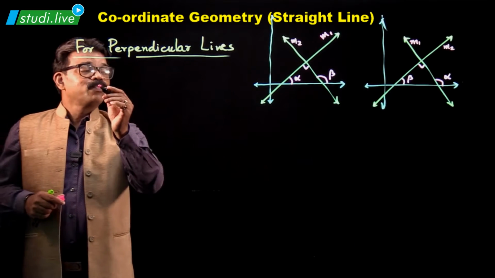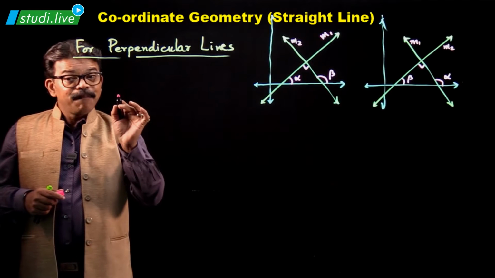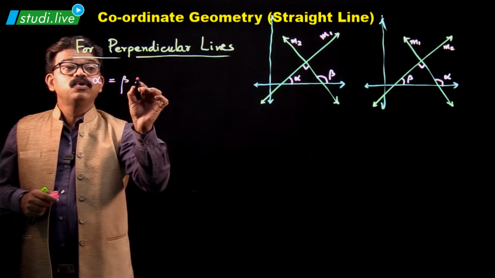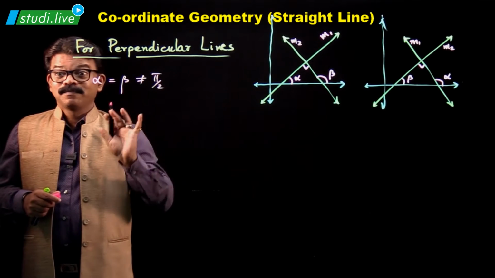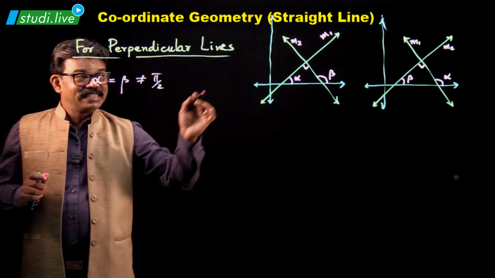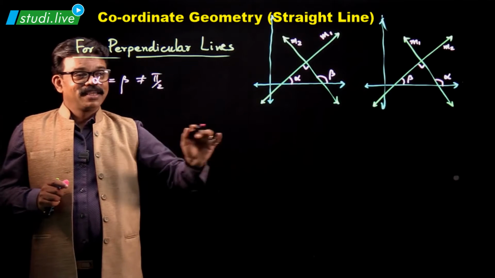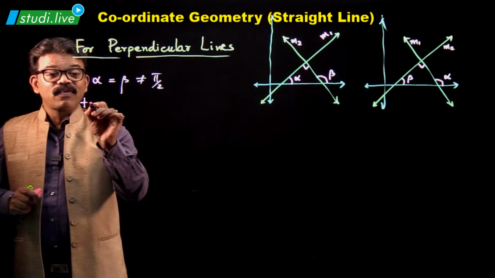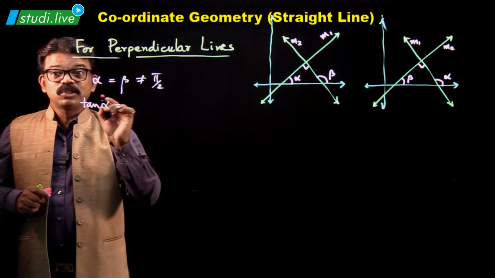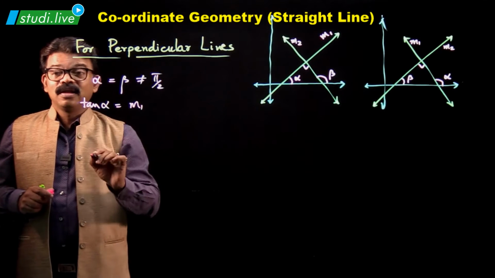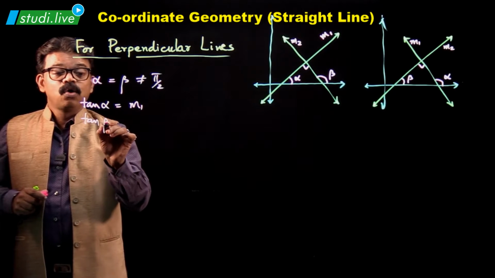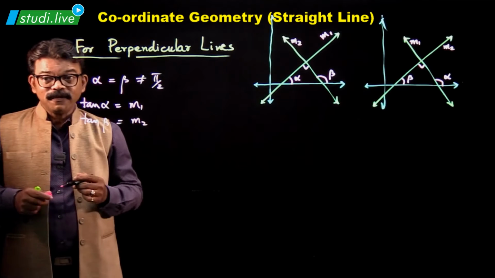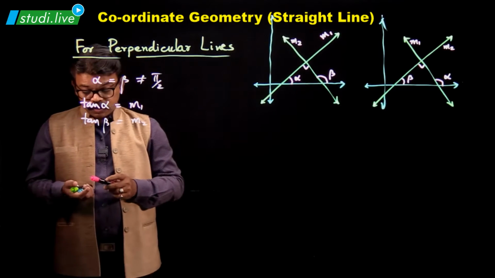I'll write here that alpha and beta are not equal to 90. They should not be vertical lines. They should be diagonal lines. So alpha and beta should not be 90. I'll take tan of alpha, which is the slope of the first line, as M1, and tan of beta, which is the slope of the second line, as M2. Fine. Now what do you see here, students?